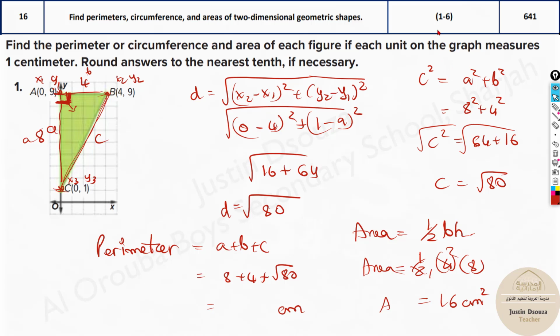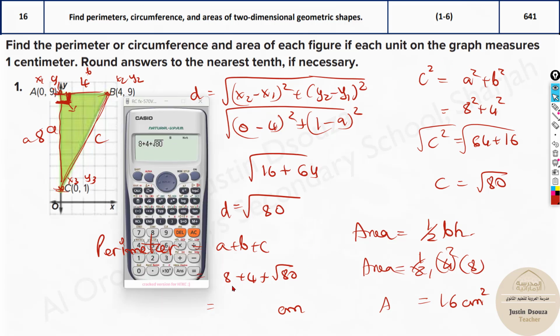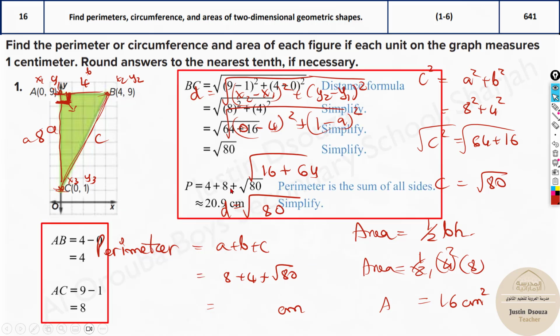Let's take our calculators. You need to add these sides, right? 8 plus 4 plus root 80. This is the correct answer, but you need to write it in terms of decimal to the nearest tenth. Press this number symbol over here, ST. You'll get 20.94. So this 4 is lesser than the number 5. So you just leave it as 20.9. The answer is 20.9.